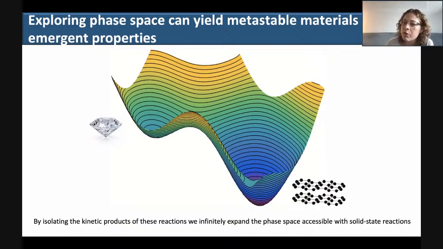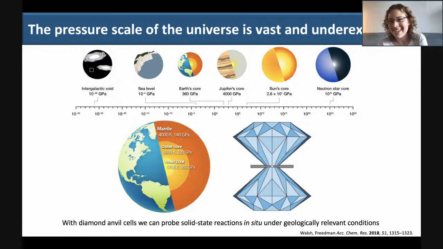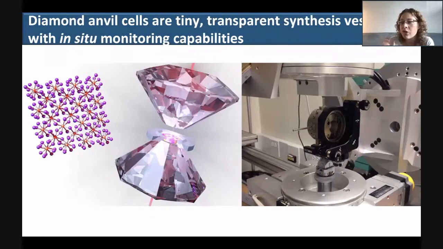The vector that's been most effective for us in terms of accessing these new phases is high pressure. And using diamond anvil cells, we can access pressures that are comparable to the core of the Earth, which is pretty amazing, 360 gigapascals. Diamond anvil cells are also particularly awesome from a synthetic perspective because they're transparent. Diamonds are super transparent, which means that you can watch the reaction take place and you can execute in situ measurements. So effectively, we have this tiny handheld synthetic vessel, this is a goniometer head for scale, where we can use any in situ probe we want. We can measure diffraction, Mossbauer, IR, Raman, X-ray absorption, X-ray emission, anything that goes through a diamond is something that we can measure in situ, which is really powerful for solid state chemistry, which has traditionally been viewed as a black box technique.